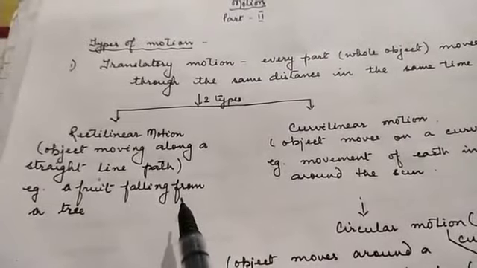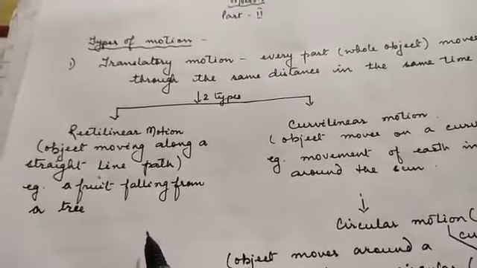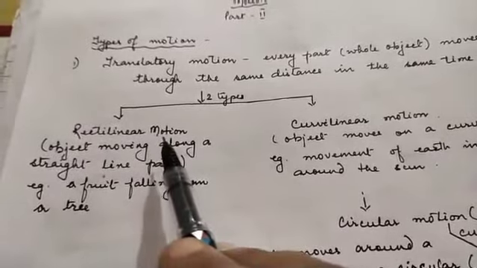Now what is rectilinear motion? When an object moves along a straight line, then it is said to have rectilinear motion. For example, when a fruit falls from a tree, does it spin around and fall? No, it falls directly onto the ground, isn't it? Straight onto the ground. So this is an example of rectilinear motion.